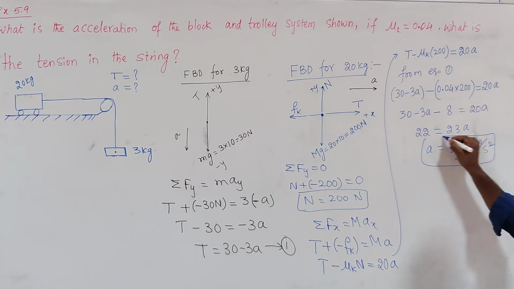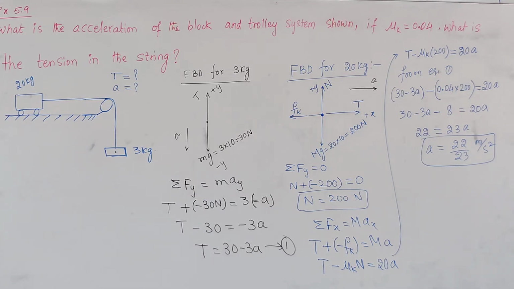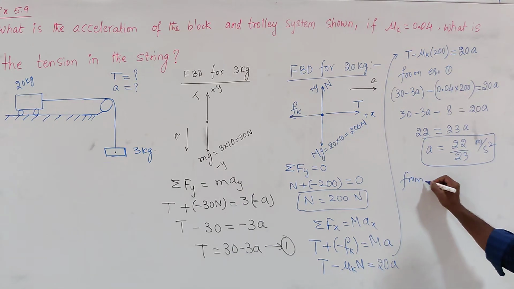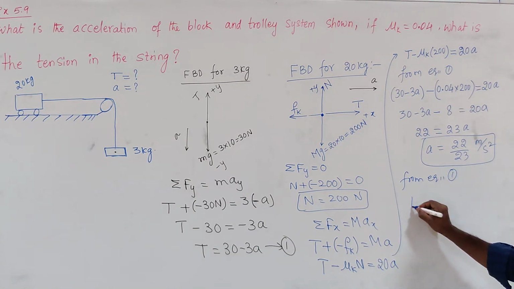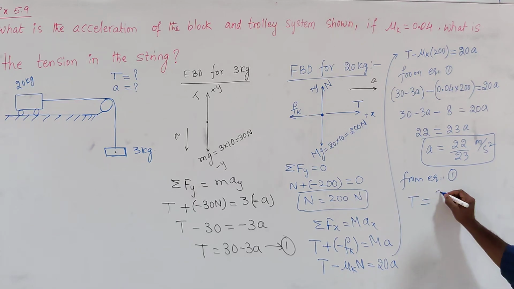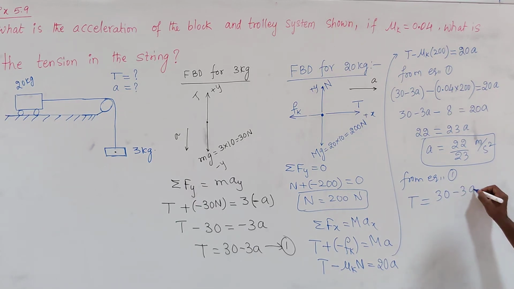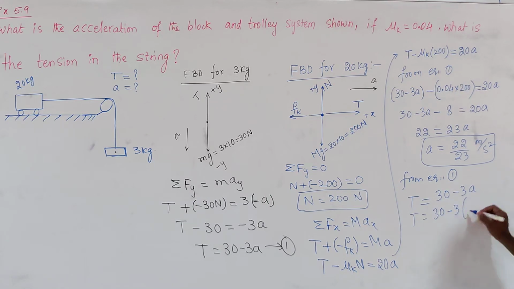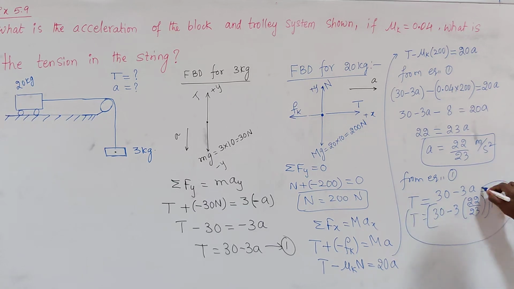You got the answer for acceleration here. Now you need to find the tension. From equation 1, tension T is equal to 30 minus 3A. So T is equal to 30 minus 3 into 22 by 23. In this way you will get the answer for tension as well. This is the answer for tension.